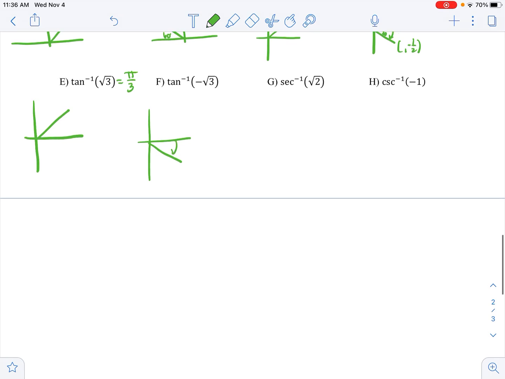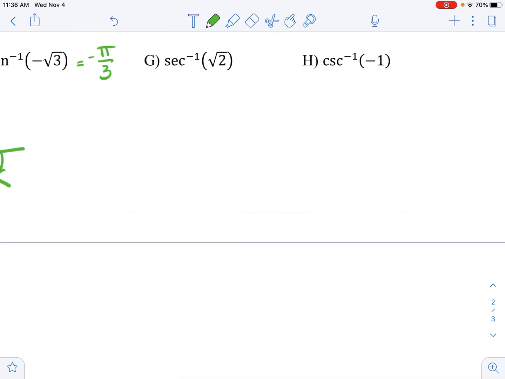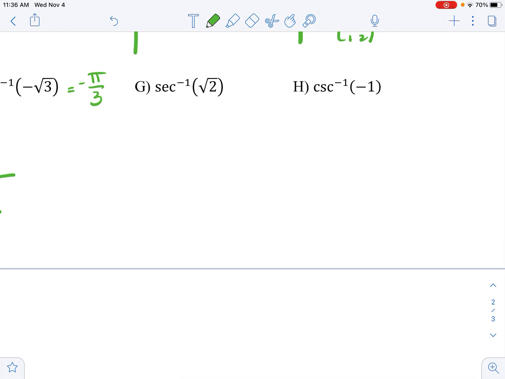Tangent inverse is defined in the first and fourth quadrant. It's negative in the fourth. What angle has a tangent of root 3? Pi over 3. But remember, this is in a negative direction. So this is negative pi over 3.